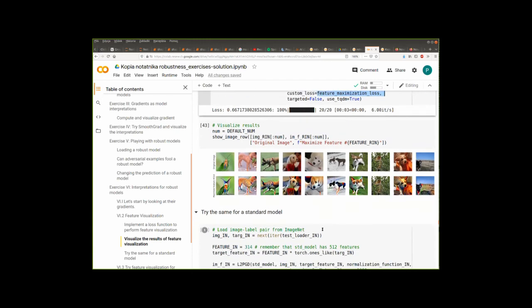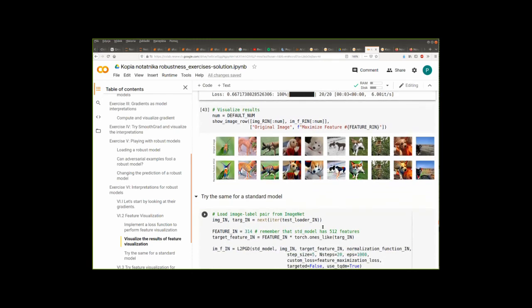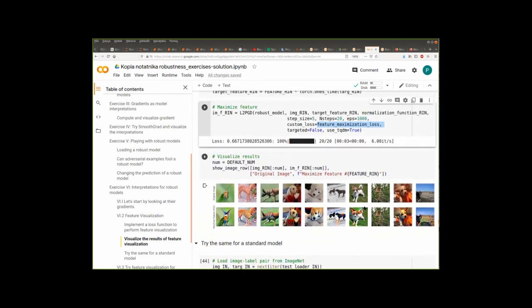And we can do the same for the standard model. So this was for the robust model. So we interpreted the robust model, and it's maybe hard to see exactly what it is, but you can see that it's somehow interpretable, and when we display all of these features and play with them, we could maybe gain some kind of intuition what it is.